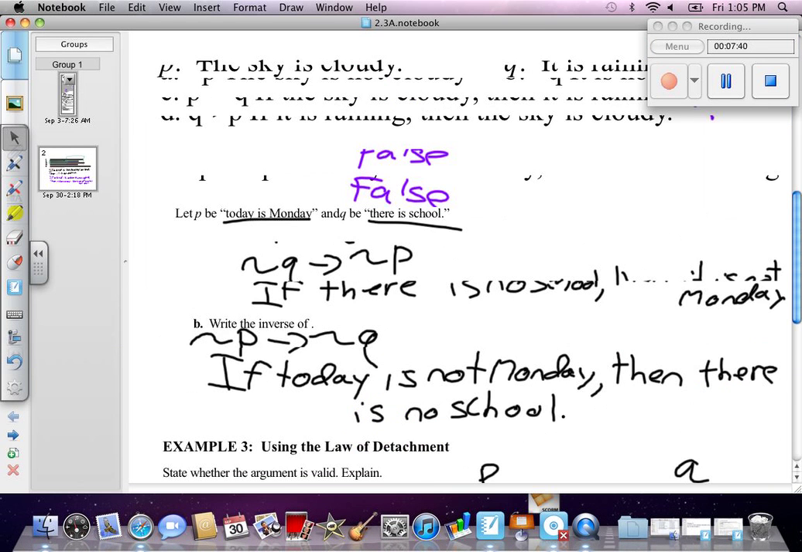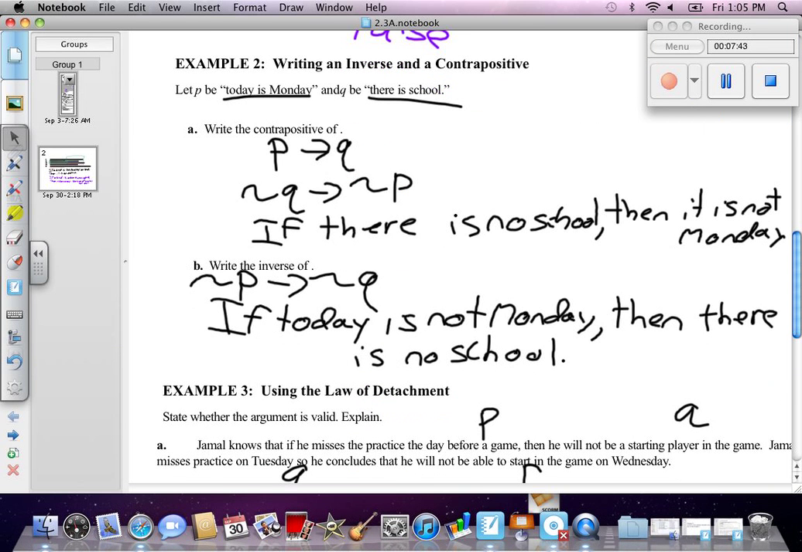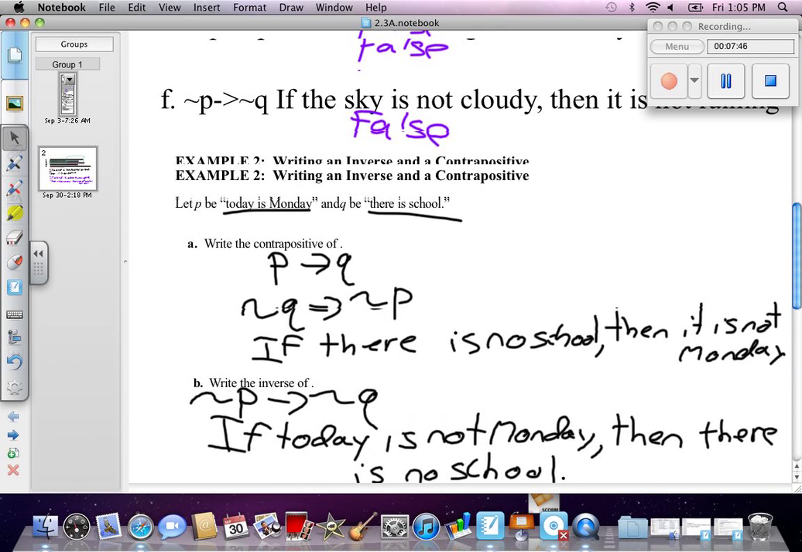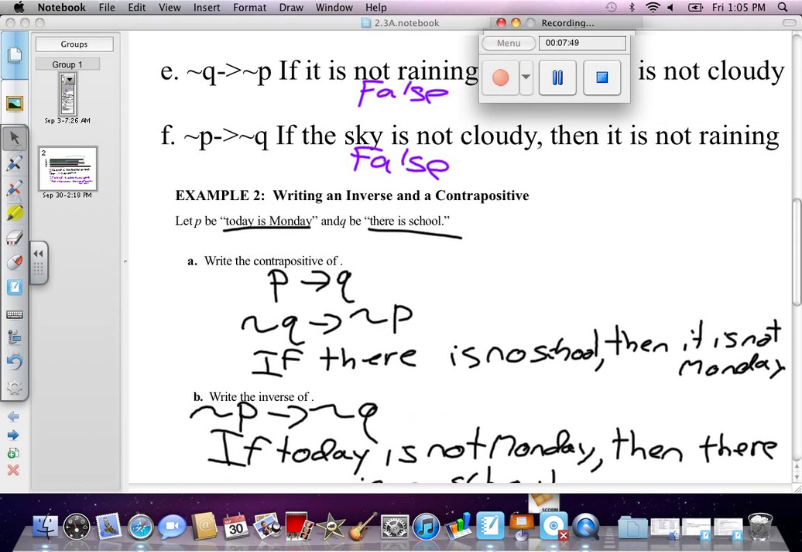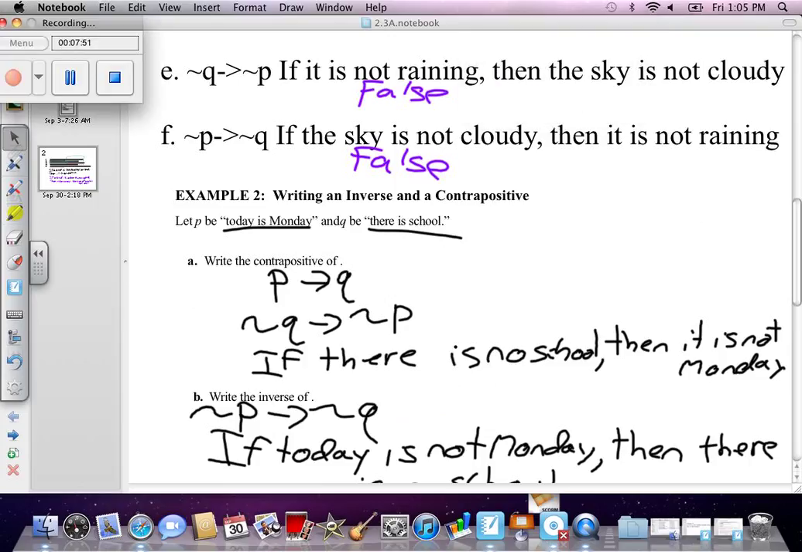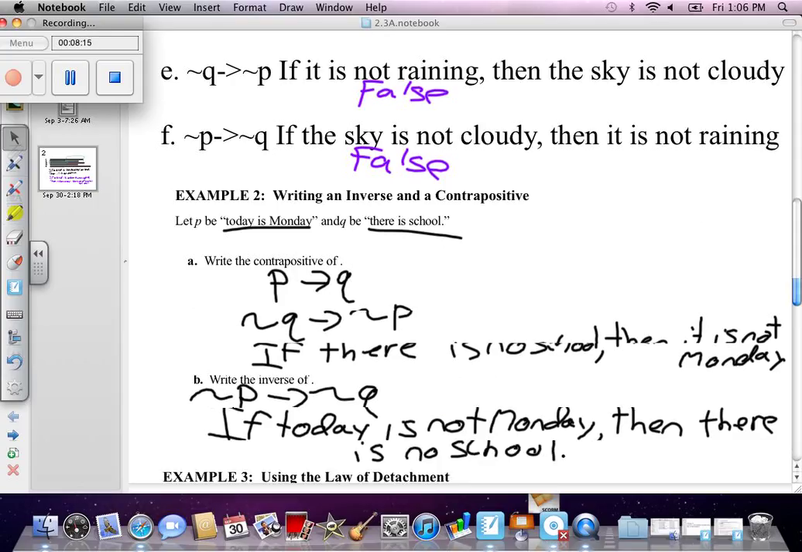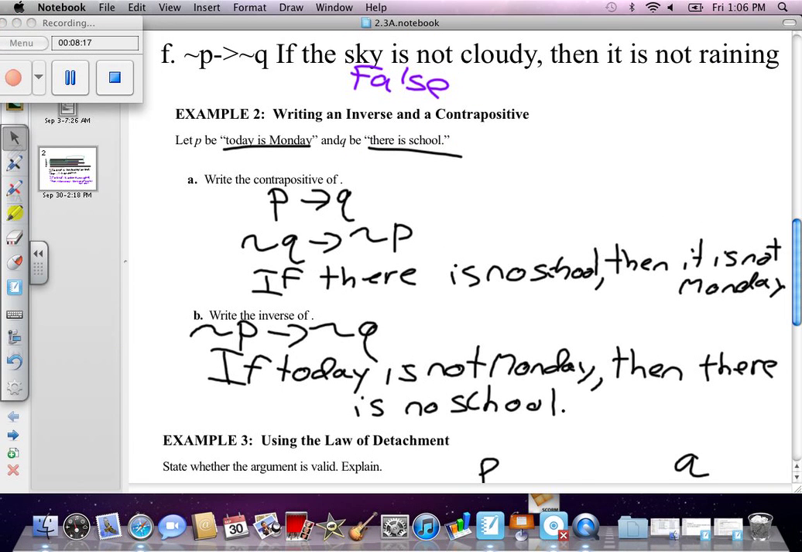So we're looking at example 2 then. I can put it at the bottom, and then I can move this over here. All right. So P to Q is: if today is Monday, then there's school. So the contrapositive would be: if there is no school, then it is not Monday. Do you see how we switched and made it negative? Okay, and we've got the inverse: if today is not Monday, then there is no school.